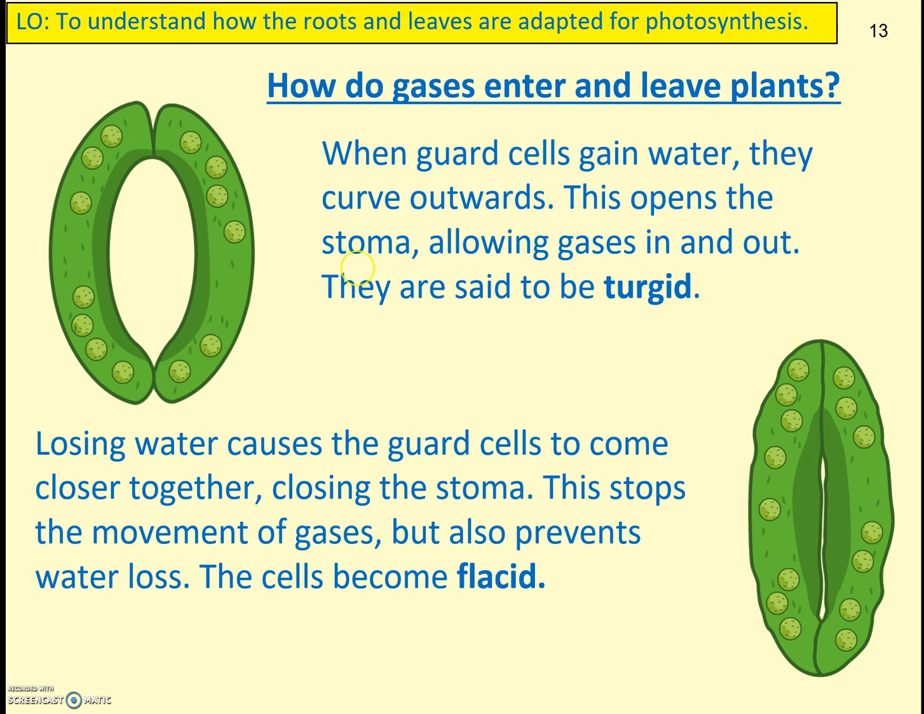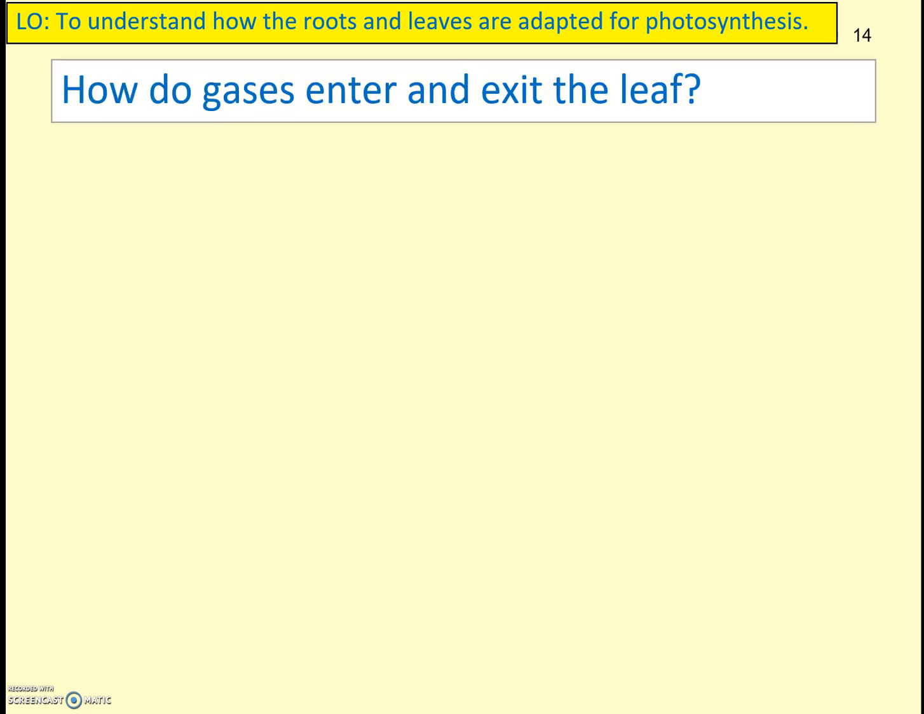So at times they might be losing water and they'll close up. Losing water causes the guard cells to come closer together, closing the stoma, and this stops the movement of gases but also prevents water loss. And in this case, we say that the cells are flaccid.